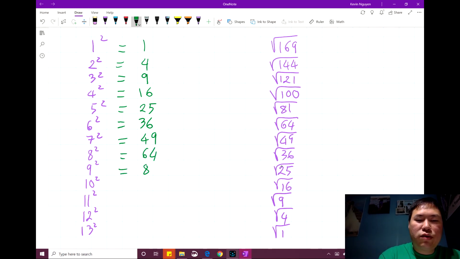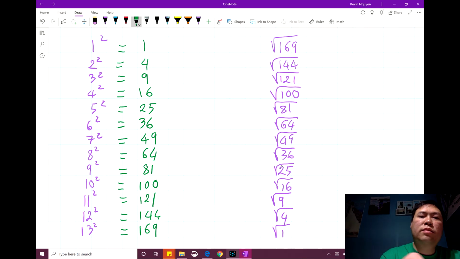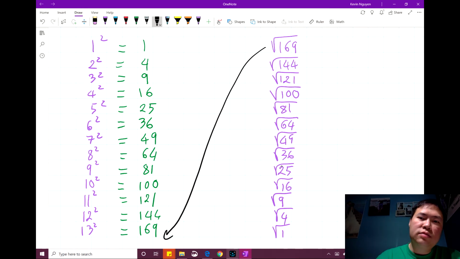9 square is 81. 10 square is 100. 11 square is 121. 12 square is 144. 13 square is 169. All right, and of course, when you look at the result of that, seeing 13 square, 13 times 13 is 169. So the square root of 169 would be 13.